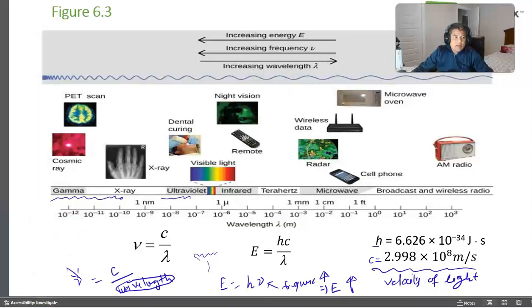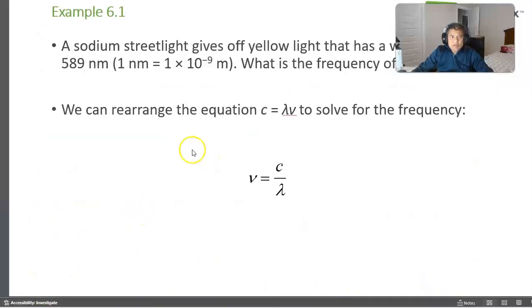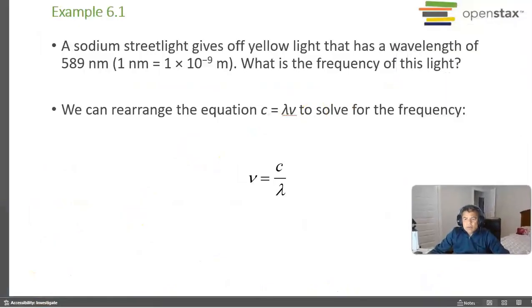Okay, this is the electromagnetic radiation. Now let's take one example. So let me take that down.